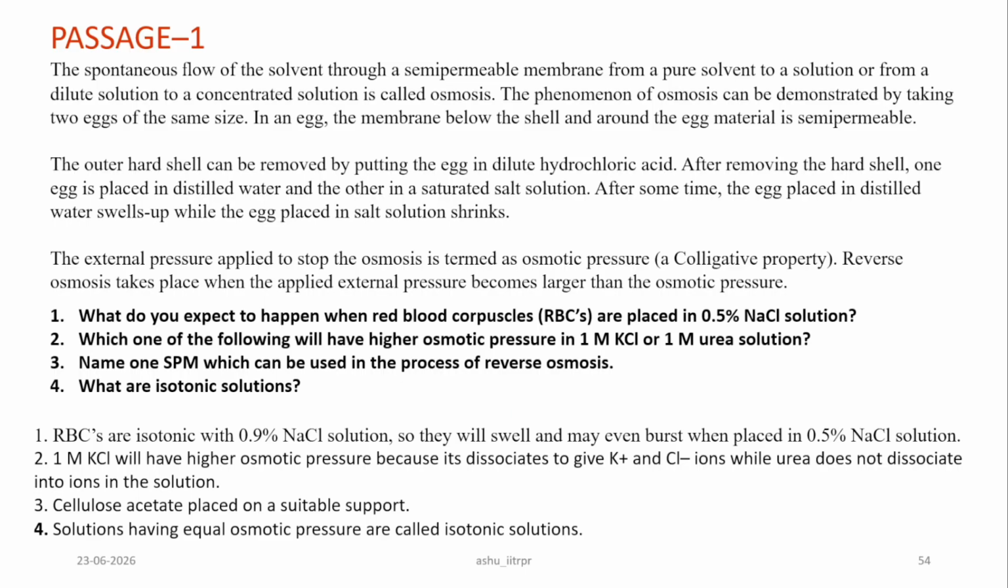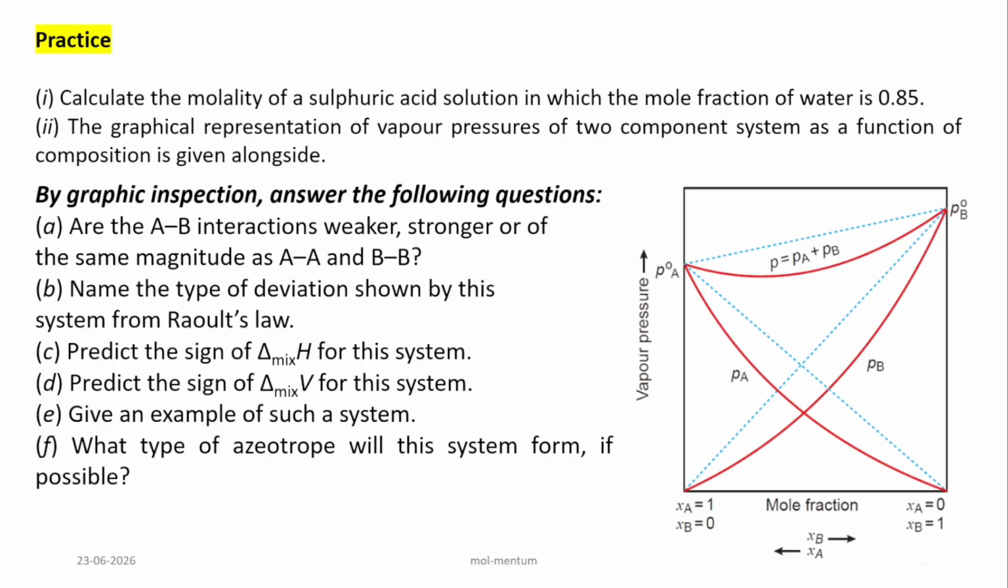So the first one, when the concentration is 0.9, it will swell and may even burst. Second, KCl will have higher osmotic pressure, because it gives 2 ions. Third one, cellulose acetate. So that was the SPM, semi-permeable membrane. Cellulose acetate is placed on a suitable support. Solutions having equal osmotic pressure are called isotonic solutions. So these are the answers.